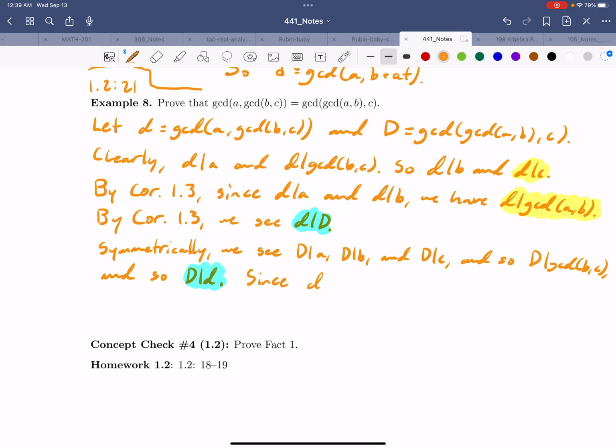So, since both little d and big D are greater than 0, we see that little d equals big D, and so we're done.